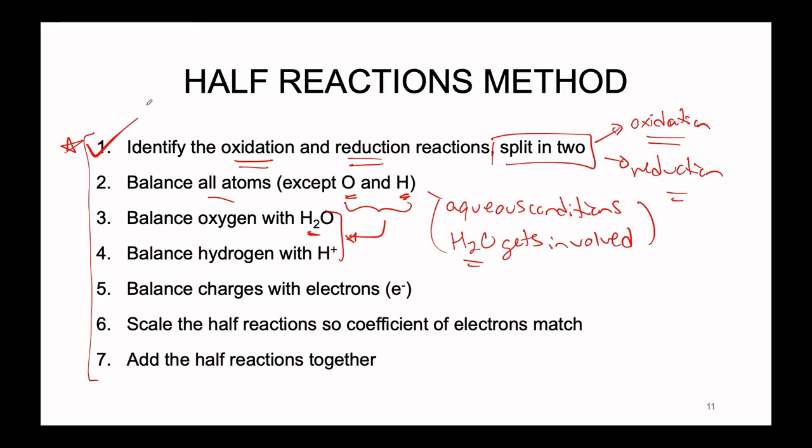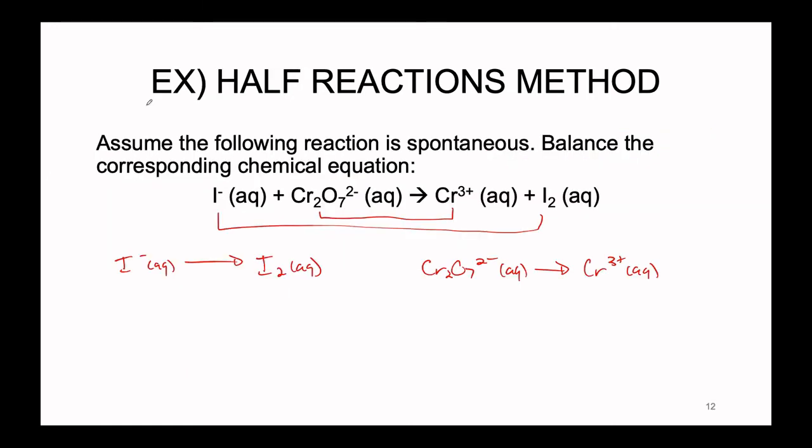So we're going to balance all atoms except for the oxygens and the hydrogens. On the left-hand side, our oxidation reaction, we can see that we have one single iodine on the left, and we have an I2 on the right. So we're going to balance the iodine on the left by adding a coefficient of 2 in front of it.